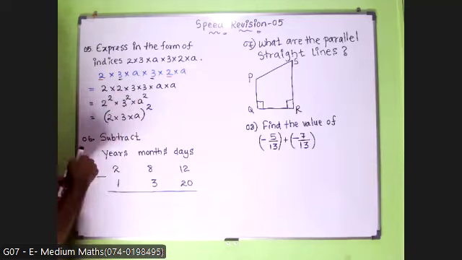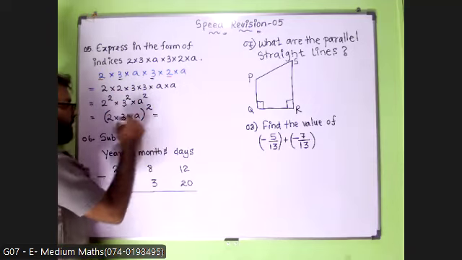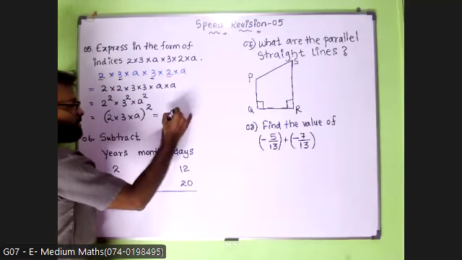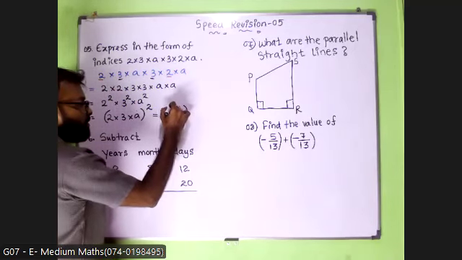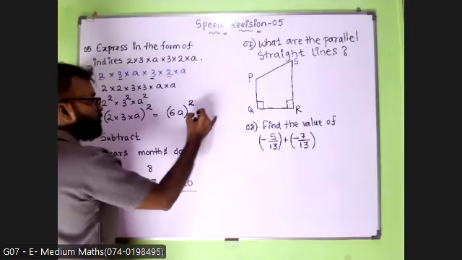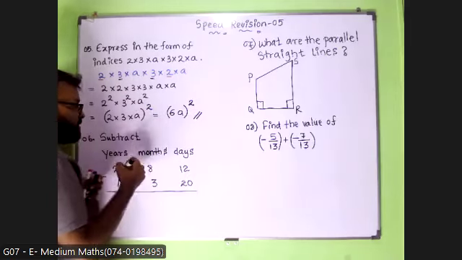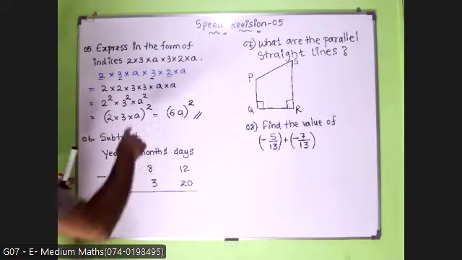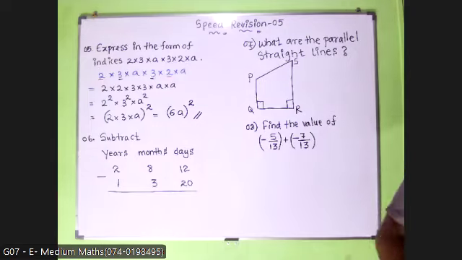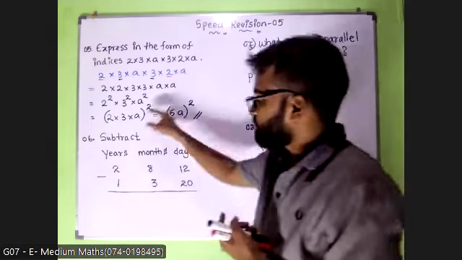Power of product, so you can simplify this one. 2 times 3, 6. 6 times a, 6a. 6a to the power 2. So this should be your answer, 6a to the power 2. If you can remember the indices lesson, you will be able to do this one.